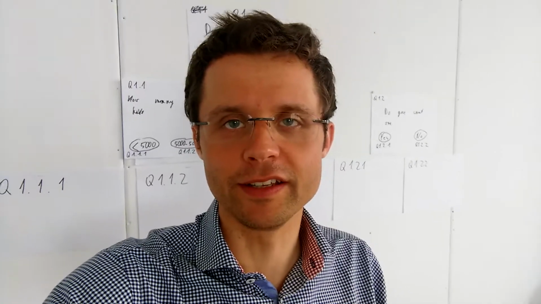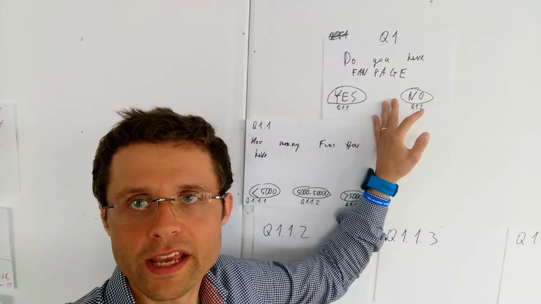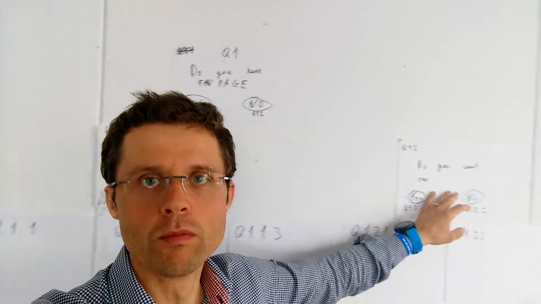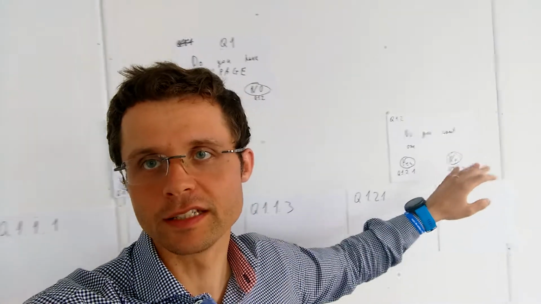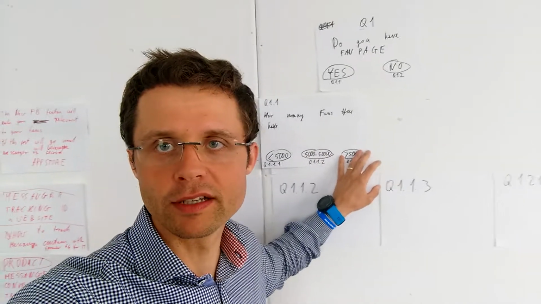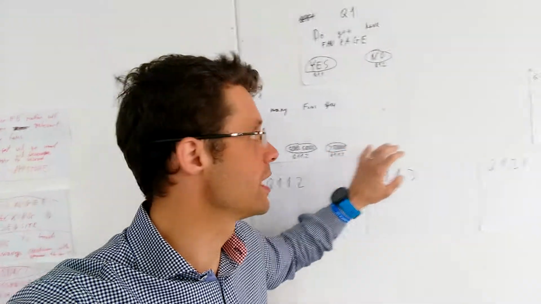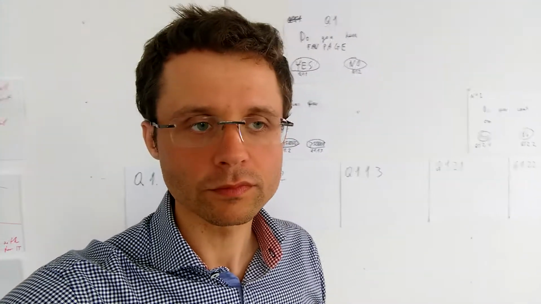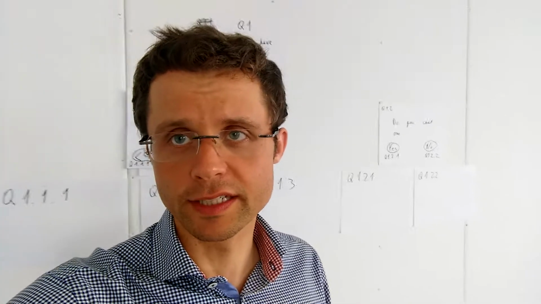The basic tree is with one question: do you have the fan page? And the answer is either yes or no. And that's it. Then you have one content for the person that has the fan page, and another for the person that doesn't. So this can be that simple.